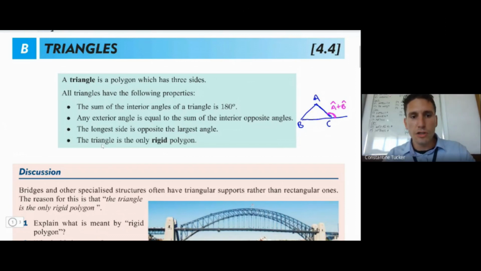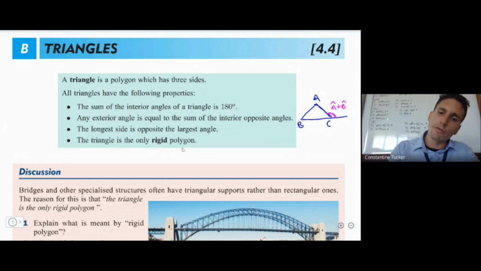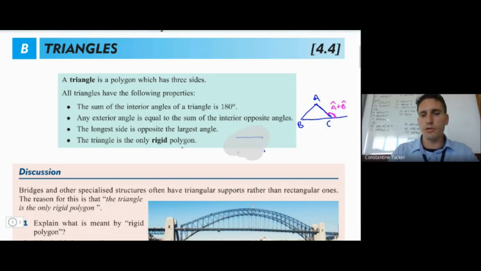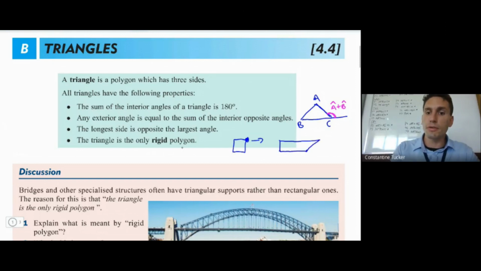And lastly, the triangle is the only rigid polygon. Now, this might seem a bit silly or irrelevant, but basically what this means is that it's the only polygon where, for example, imagine you have a square. Let me just draw a square. If you move one of the points somewhere to the left, the sort of shape you get is something like this. So you would get a trapezium. Or if you were to move two points, then you could get, for example, a parallelogram.